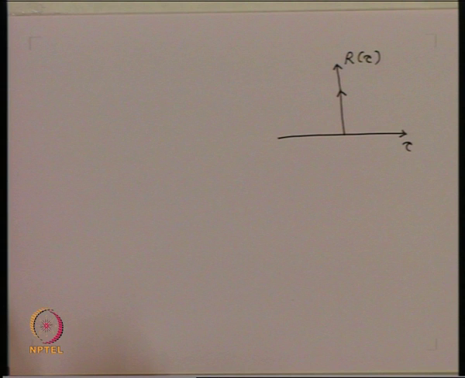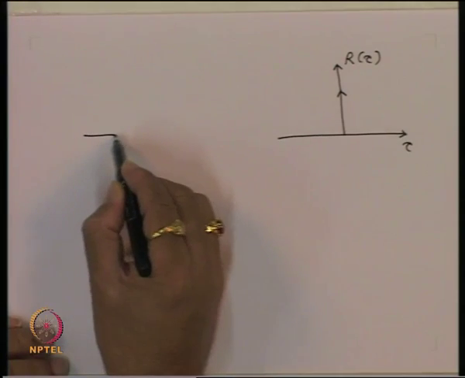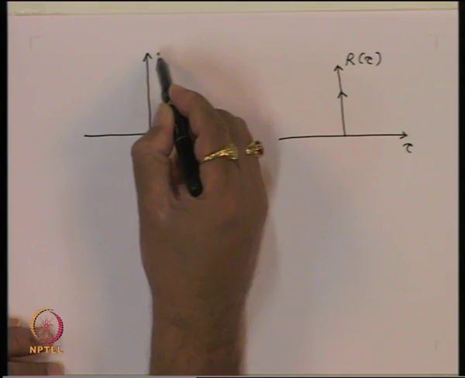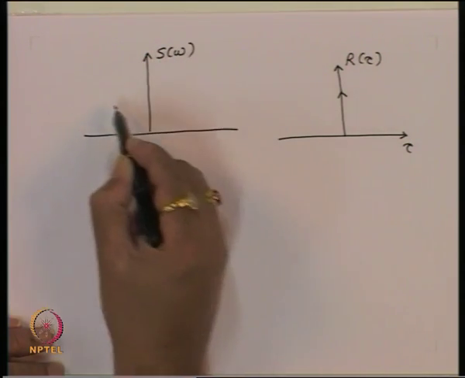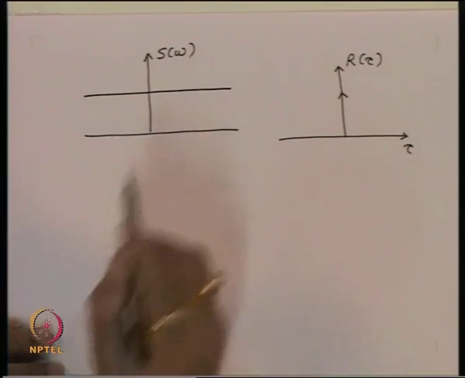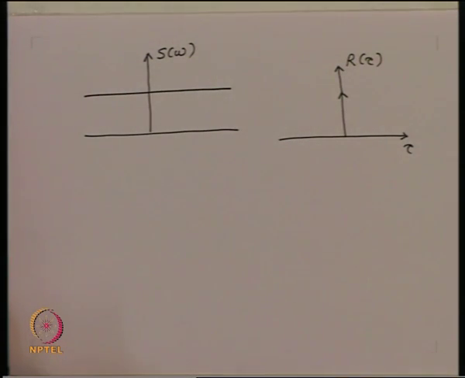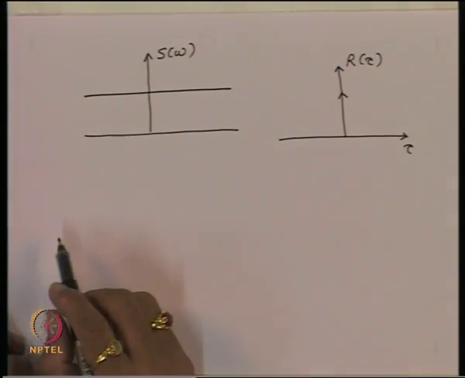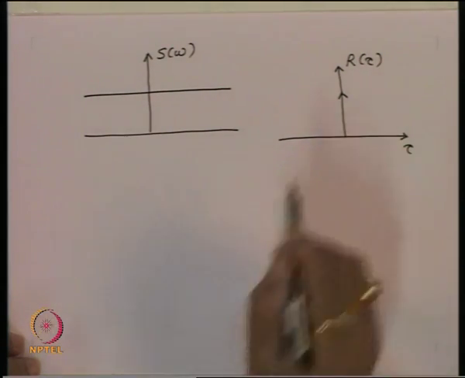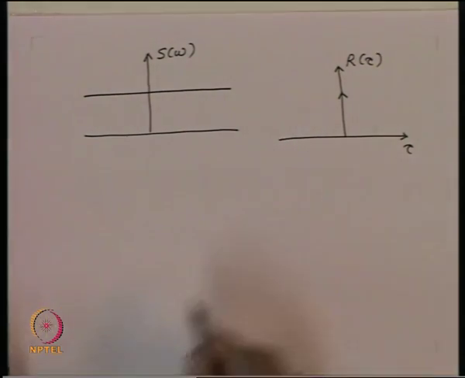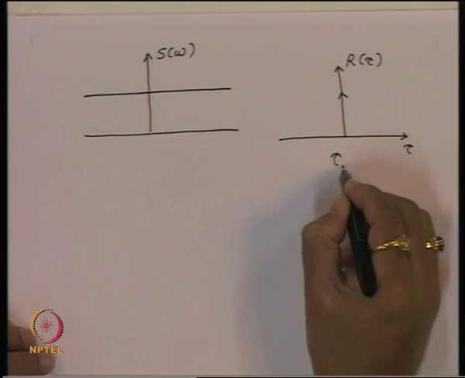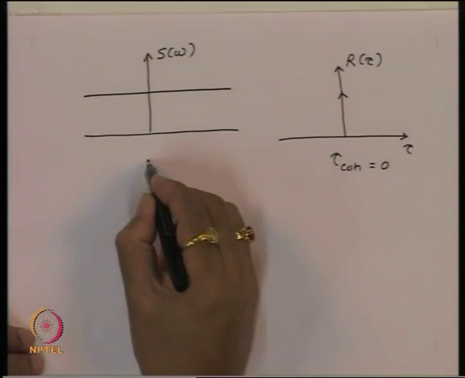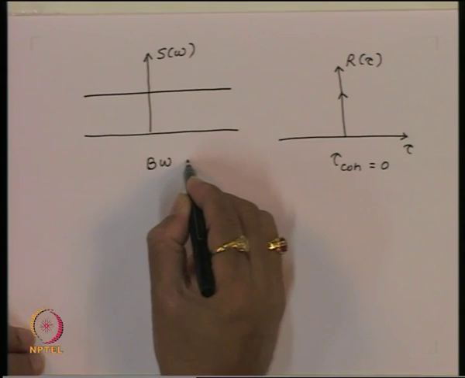If this function becomes a delta function, then its spectral density, which is the Fourier transform of this, becomes a constant function. So, this is S of omega. This will become a uniform function. Or in other words, you will get a spectral width which will be infinite if the correlation function becomes a delta function. So, in this case, your tau coherence is 0 and your bandwidth is infinite.